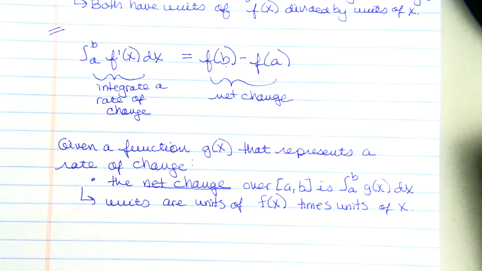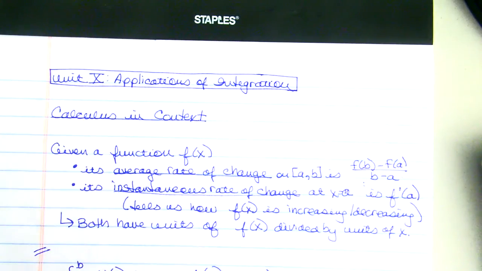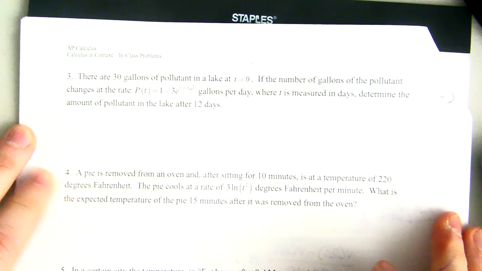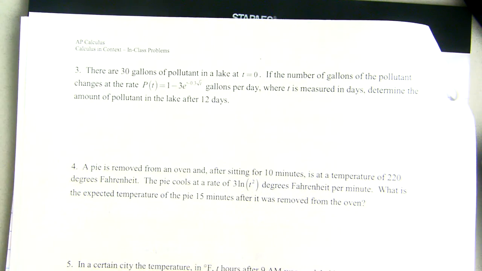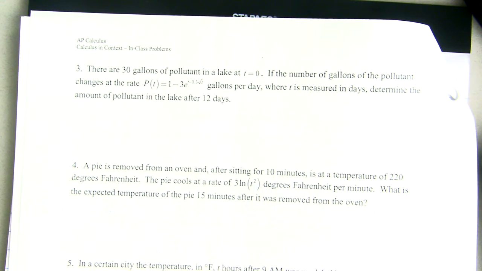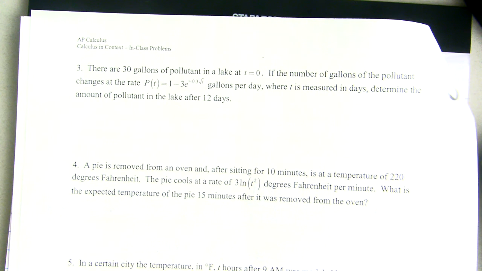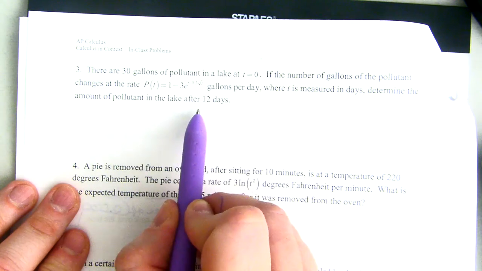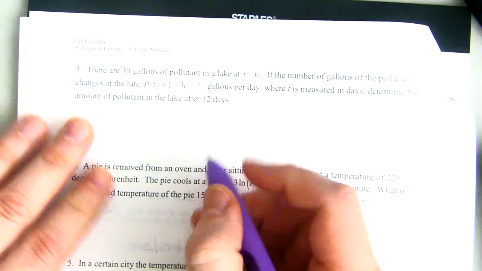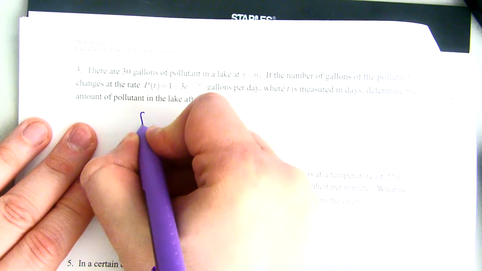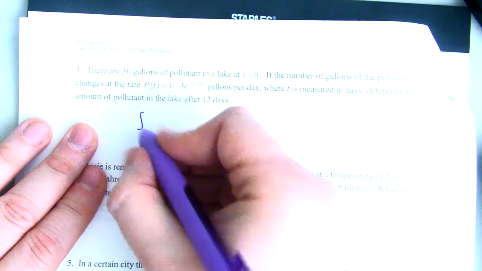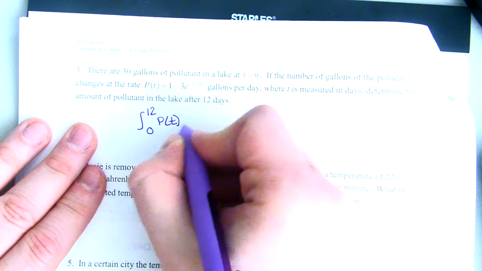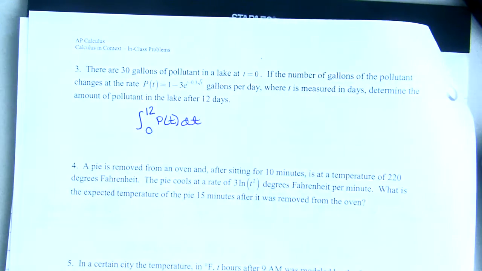In your packet, let's take a look at number 3. 30 grams of a pollutant in a lake at time t equals 0. If the number of gallons of pollutant changes at this rate, determine the amount of pollutant in the lake after 12 days. Well, if I was to integrate that function from 0 to 12, I would get the net change in the pollutants in the lake.